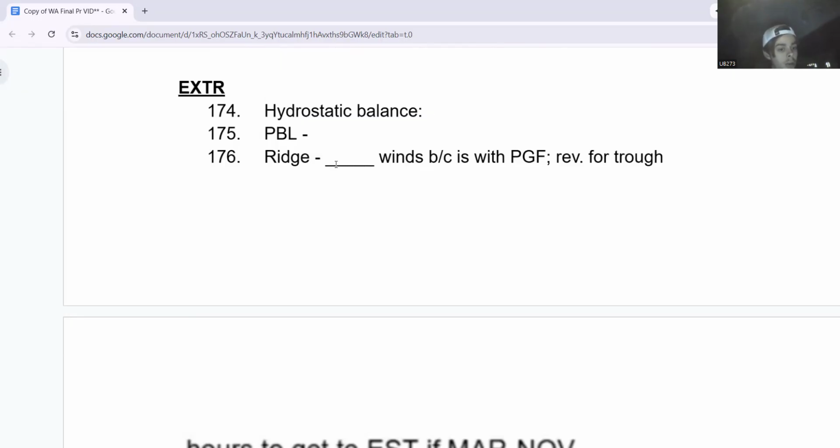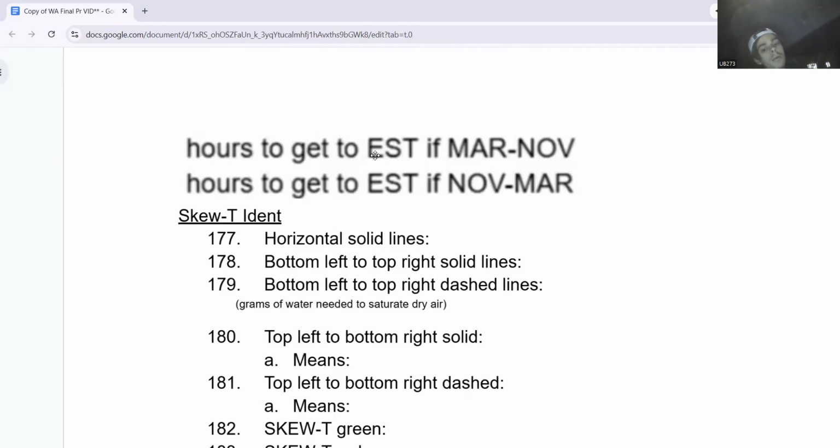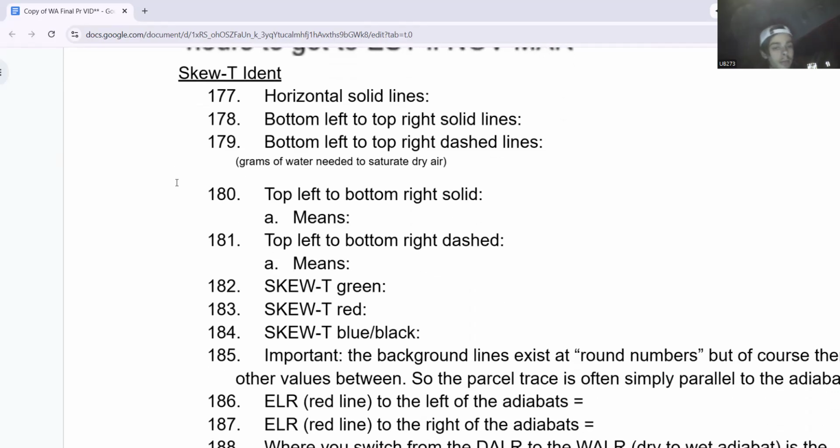You need to take that into account. For the ridge, at a ridge, there are faster winds because the centrifugal force is with the pressure gradient force, not opposing it. But for the trough, it is opposing it because it always points to the outside of the curve. For EST, how many hours do you subtract March to November? -4. But right now we're November to March, so -5.